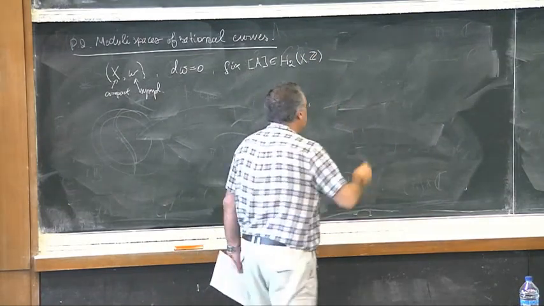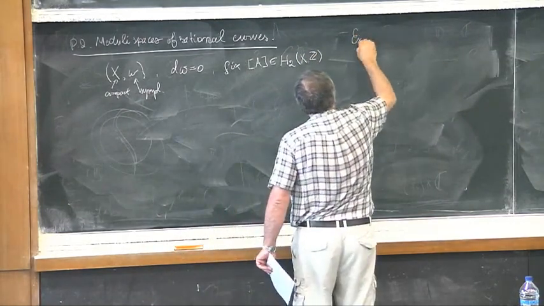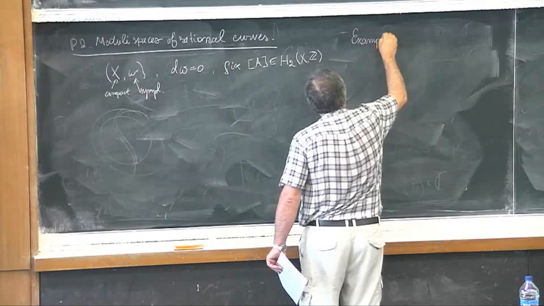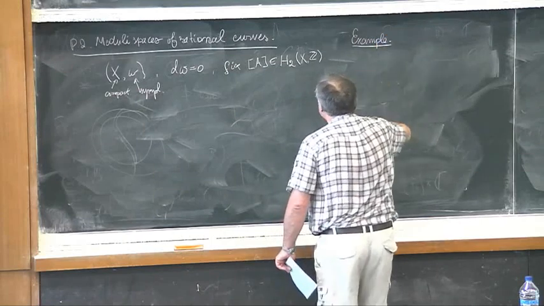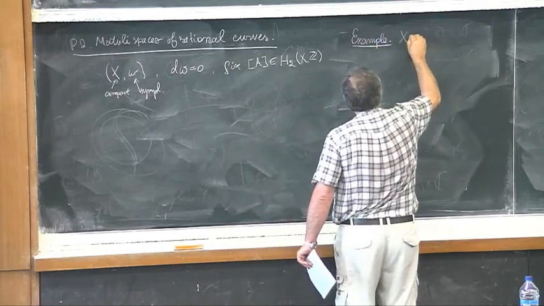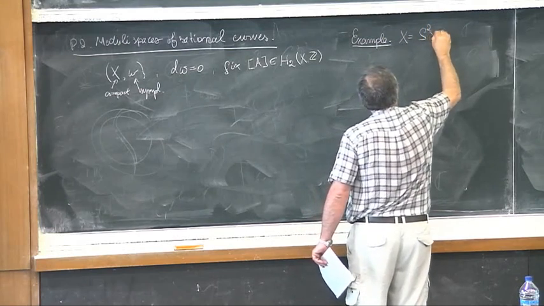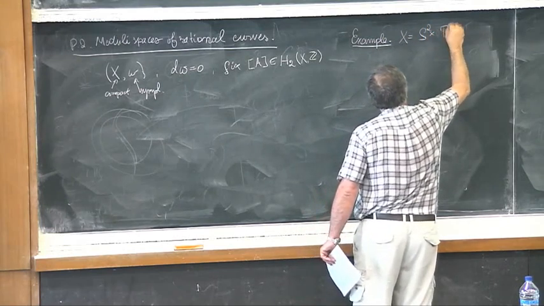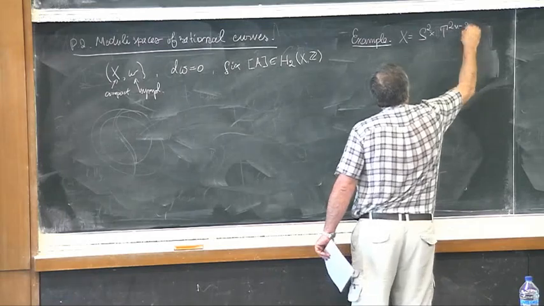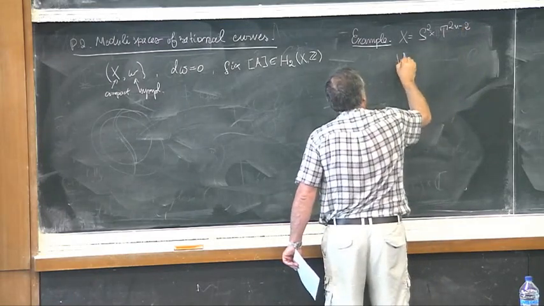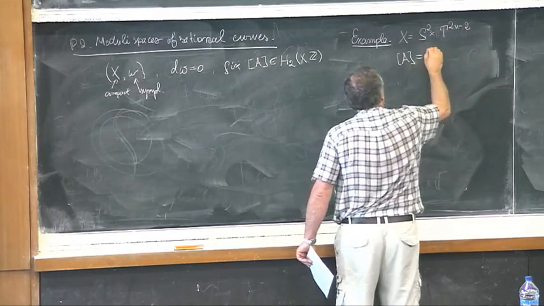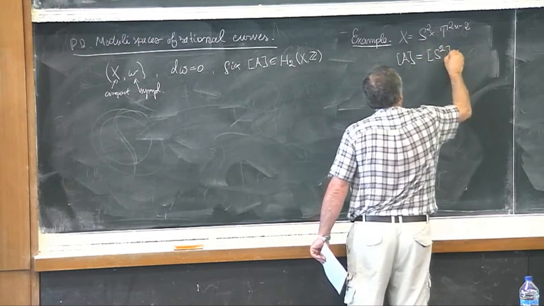So an example which we shall keep in mind is when X is a product of a sphere with a torus, and the homology class is that of sphere product with a point.